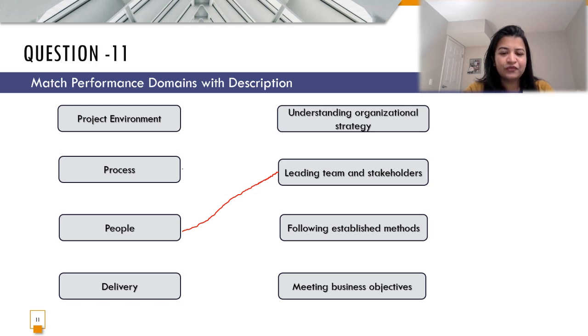Process is to follow the established processes. Delivery is definitely meeting the business objectives. That's where you deliver a version of the product or a small MVP, which is minimum viable product. And the last thing that remains is the project environment, which is to understand the organizational strategy.